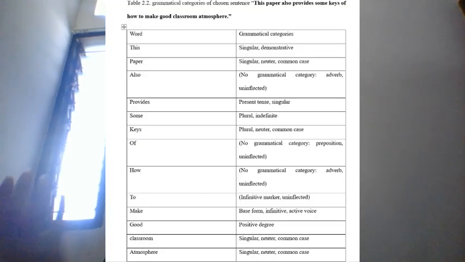Then we also have the grammatical categories. They differ from word categories or lexical categories, which only rely on the class of words, while grammatical categories rely on whether a word is singular, plural, or its gender, age, and so on. That is how we see grammatical categories, like the example here.